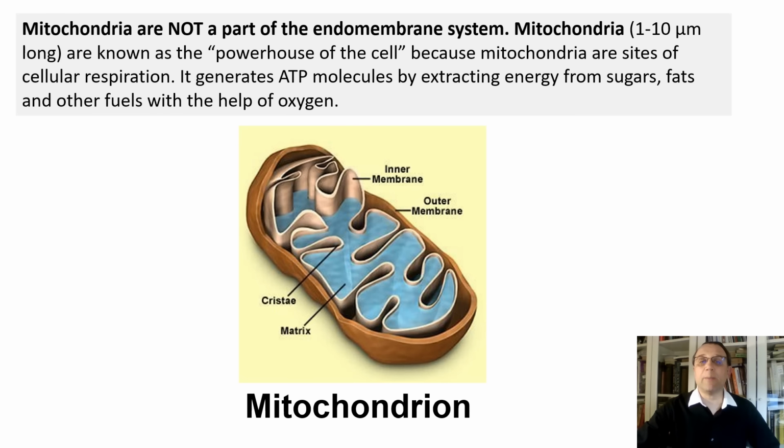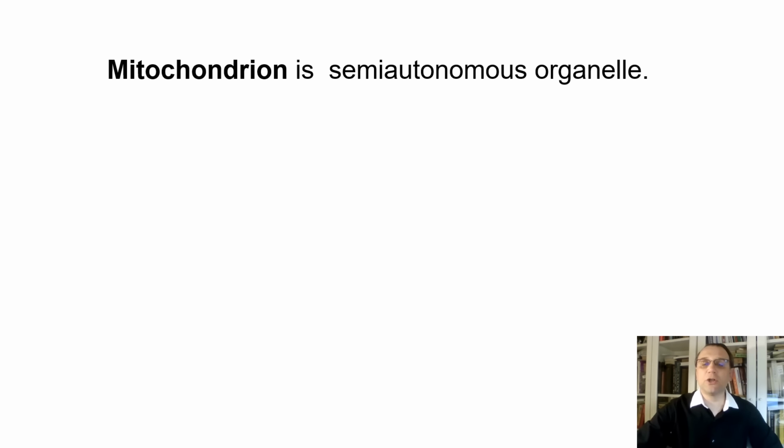Mitochondria are not a part of the endomembrane system. Mitochondria are known as the powerhouse of the cell because they are sites of cellular respiration. They generate ATP molecules by extracting energy from sugars, fats, and other fuels with the help of oxygen. Mitochondria, singular mitochondrion, is a semi-autonomous organelle, meaning they do not depend on the endomembrane system for their replication and function within the cell.